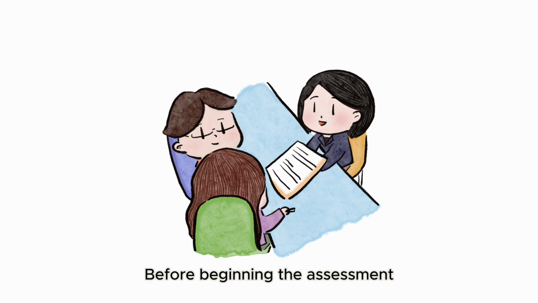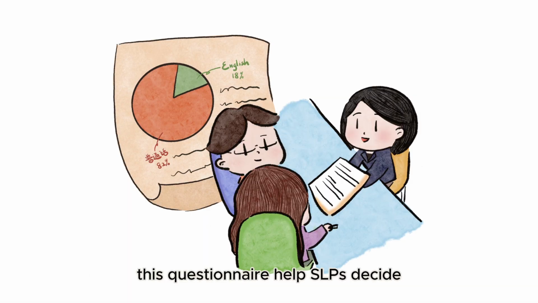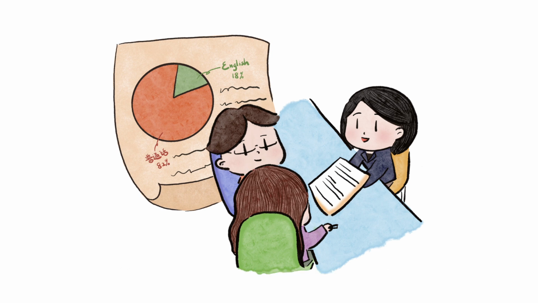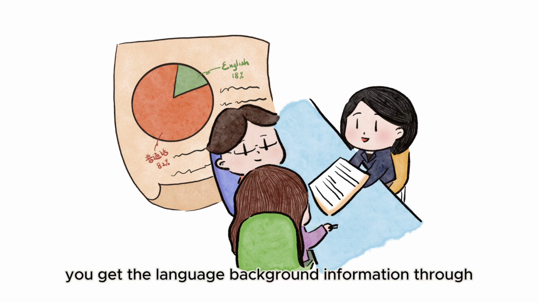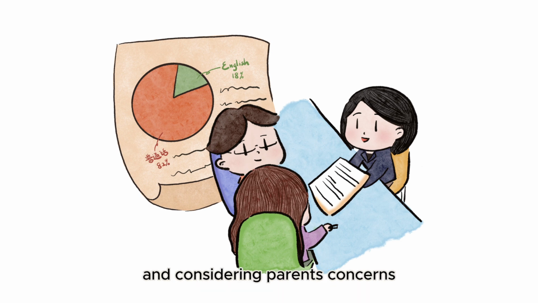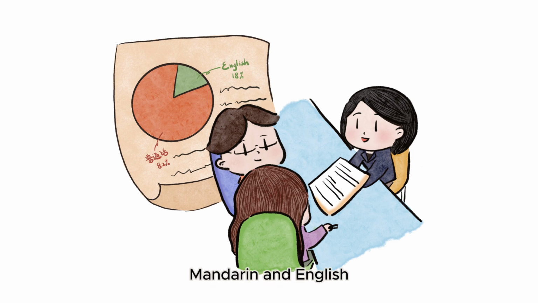Before beginning the assessment, you ask the parents to complete a language background questionnaire. This questionnaire helps SLPs decide which language or languages to assess and interpret the speech outcome for bilingual children or children with complex dialectal backgrounds. You get the language background information through the questionnaire, and after reviewing the manual and considering parents' concerns, you determine that the child should be assessed in both Mandarin and English.